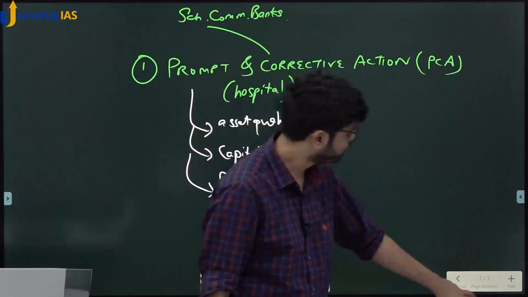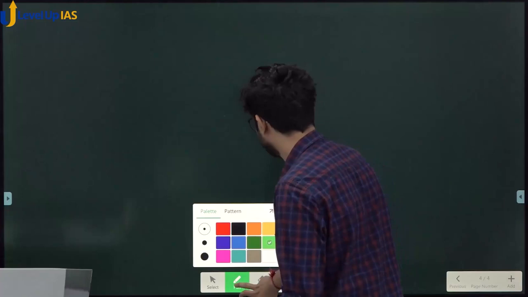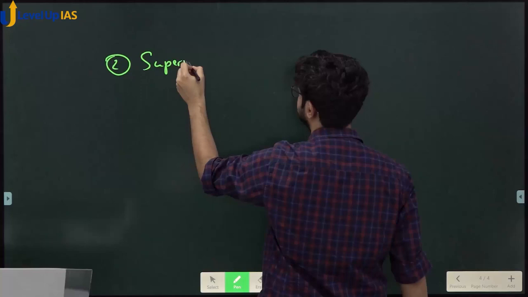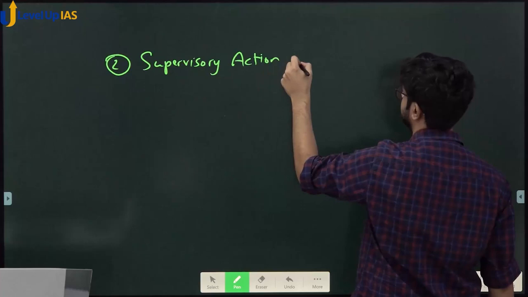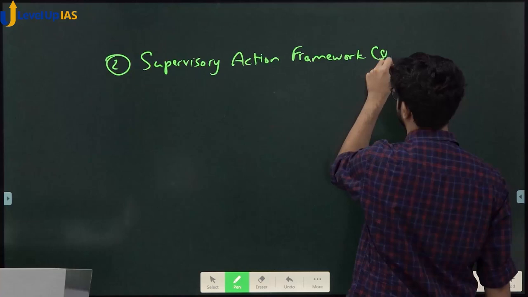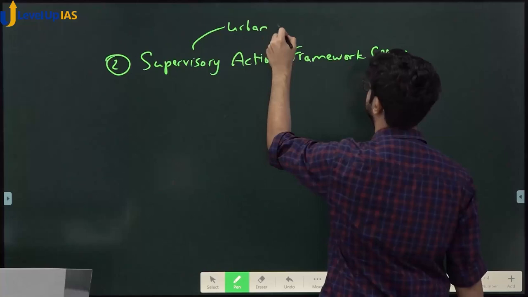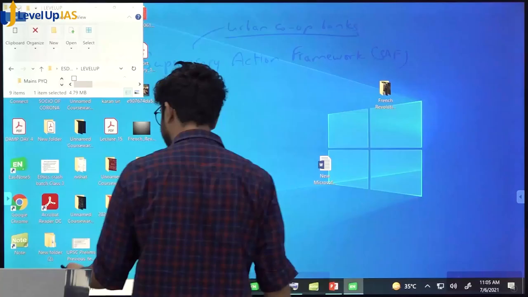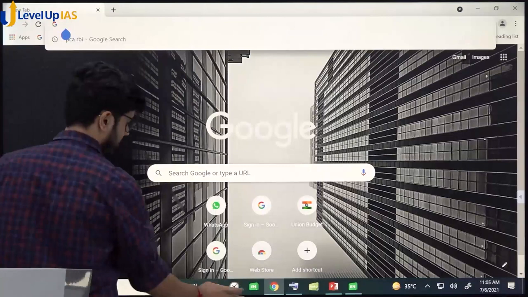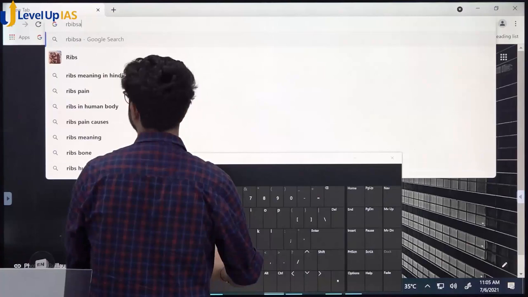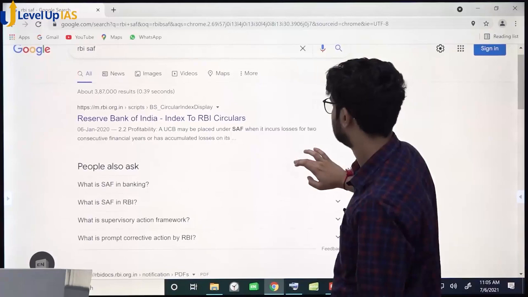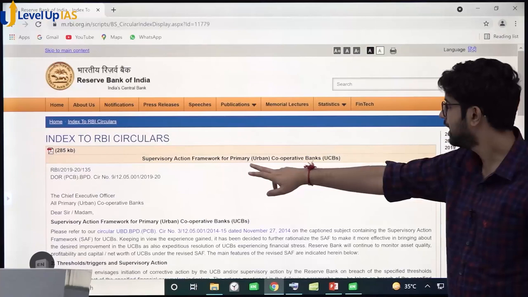Now a similar thing is also there for cooperative banks. It is mainly used for urban cooperative banks, very rarely used for rural cooperative banks. Similar thing, that is called, very similar, that is called, see this. Different names, same work. Supervisory Action Framework, samjha? Supervisory Action Framework, SAF, similar thing but mainly for urban cooperative banks. Do you know cooperative banks? Yes. Let us look at the Supervisory Action Framework, anything we can find. See this, direct live RBI: Supervisory Action Framework for primary urban cooperative banks. Theek hai?